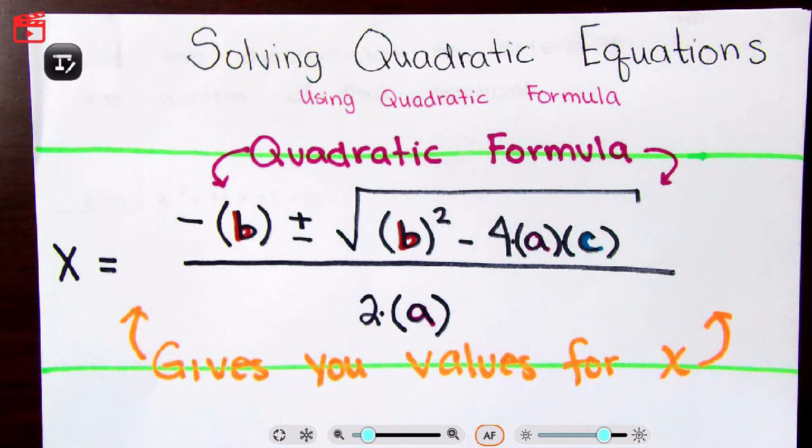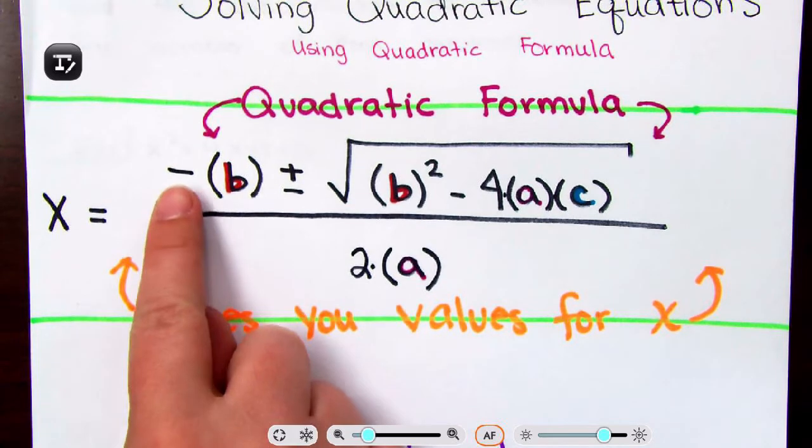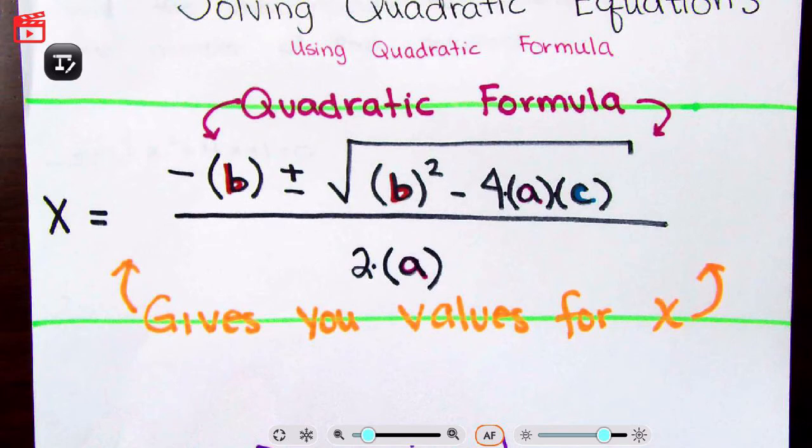In this video, we will be solving quadratic equations using the quadratic formula. Now, the quadratic formula will follow you in your mathematical career, so it is a formula that you want to memorize. So here it is. We have negative b plus or minus the square root, and inside that square root we have b squared minus 4ac. Now, this is multiplication, so 4 times a times c, and all of that is being divided by 2 times a.